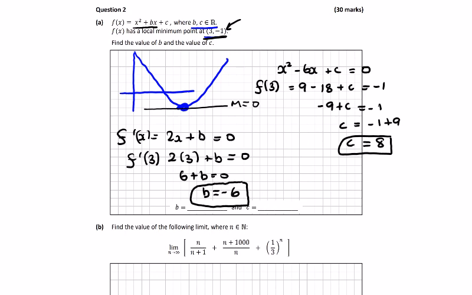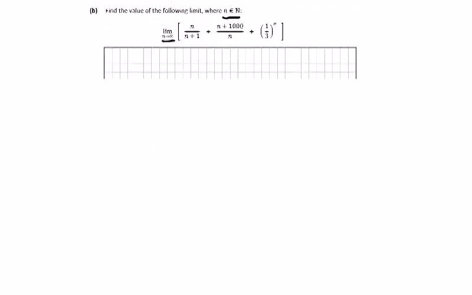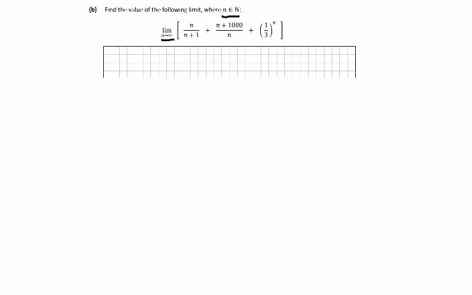Find the value of the following limit. We're told it's a natural number, and the limit as n approaches infinity. So let's take each one of them individually. Just a couple of ways to look at this. We could divide each one of these by n to get 1 over 1 plus 1 over n. So that would be equal to 1 over 1 plus 1 over infinity. And 1 over infinity tends to 0. So this is going to be 1 over 1, which is 1.